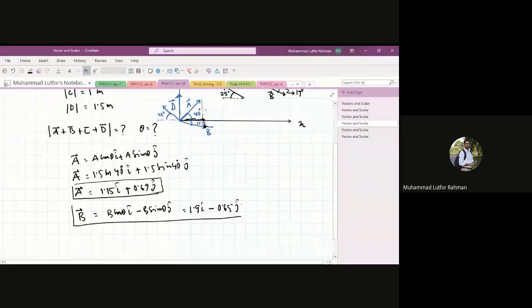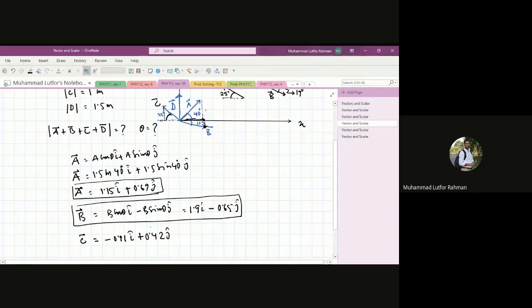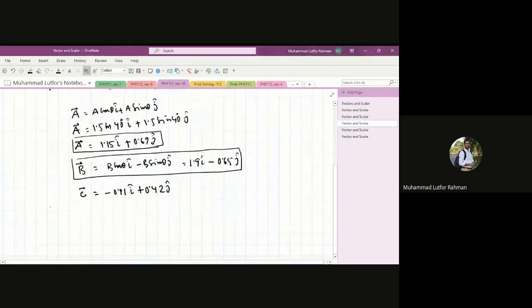What about the vector C? Vector C you can find the same way. Look at this, this is the vector C, right? Which is at the 25 degree angle. Then your x component is negative and y component is positive. So that's why I write it down, I just put the values also. Then it would be 0.91 i hat plus 0.42 j hat.